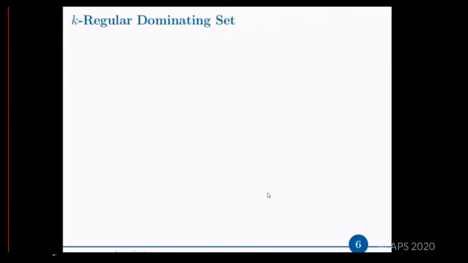The definition of a k-regular dominating set is as follows. A dominating set D of a graph G is k-regular if the induced subgraph on D is k-regular. If the induced subgraph D of a graph G is k-regular, then we call that set a k-regular dominating set, as that set is dominating as well as k-regular.